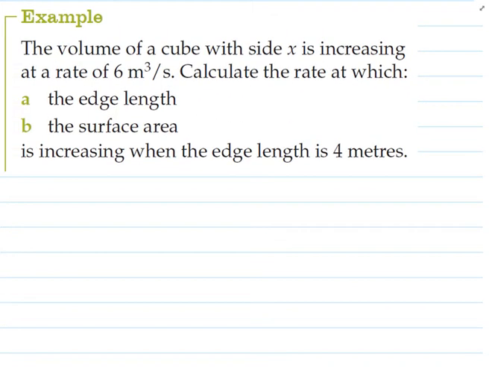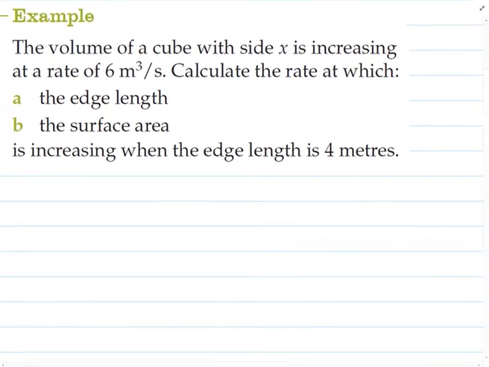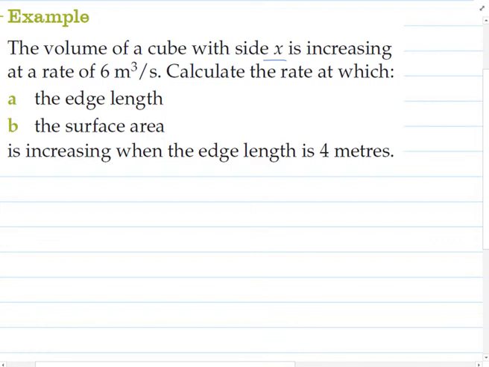So in this example we're considering the volume of a cube with side of length x, and we're told that it's increasing at a rate of 6 meters cubed per second, and we have to calculate the rate that the edge length and the surface area are increasing when the edge length is 4 meters.